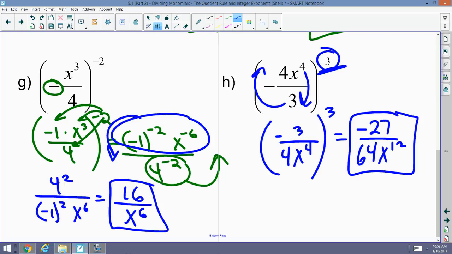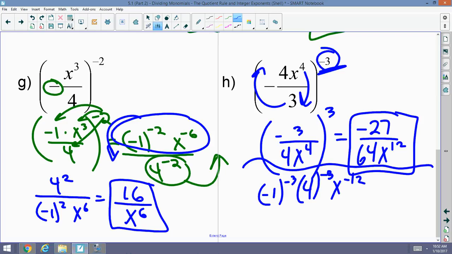Does that make sense? Some people I found get confused with that. So some people have to do the long way. If you do, you can. It's going to be a -1 to the -3, a 4 to the -3, an x to the -12, and then a 3 to the -3. And then you can calculate from there and change the signs. So really determine what works for you and master it, in my opinion, gentlemen. Does that make sense, guys?